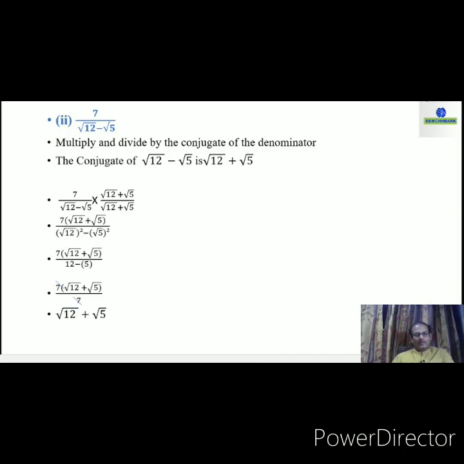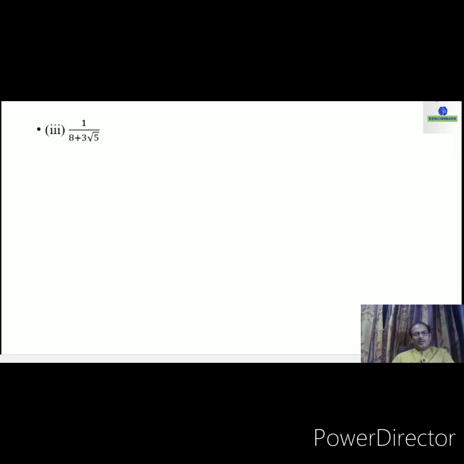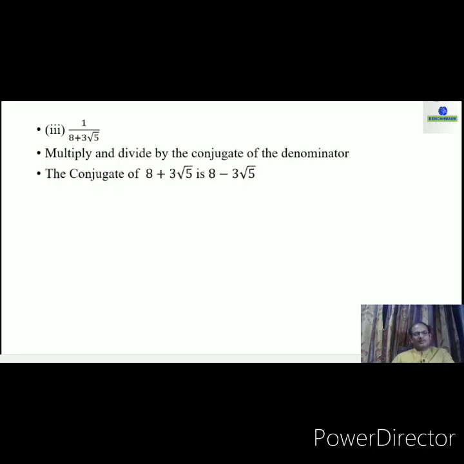Let's go ahead with one more example. 1 upon 8 plus 3 root 5. Again the same thing, I will multiply and divide by the conjugate of the denominator. The conjugate of the denominator 8 plus 3 root 5 is 8 minus 3 root 5. What we have done? We have simply flipped the sign of plus with minus. See the next step.